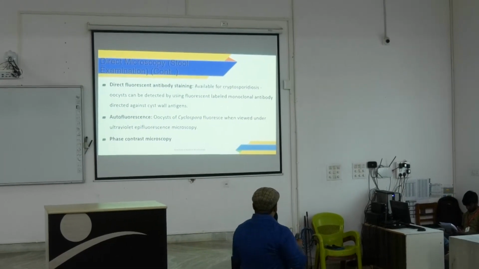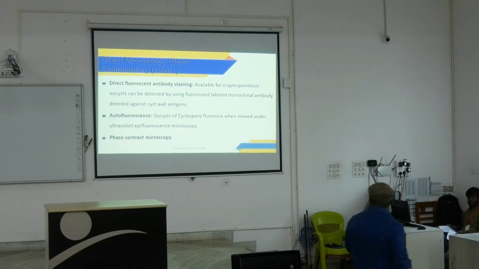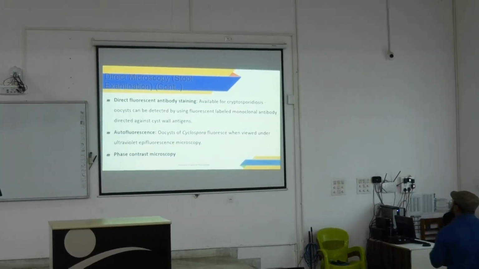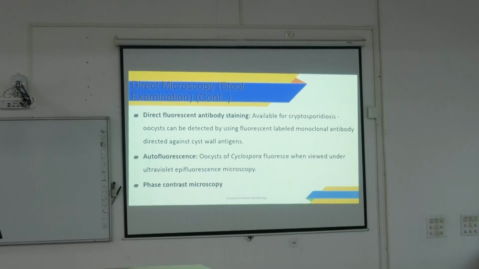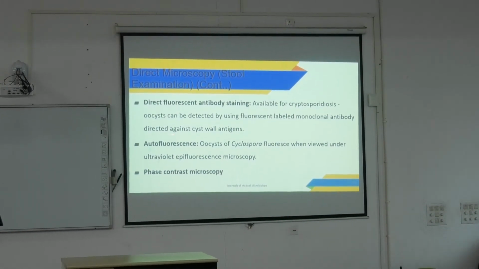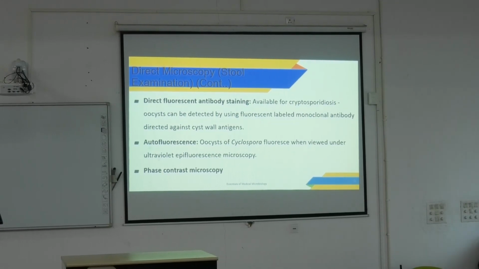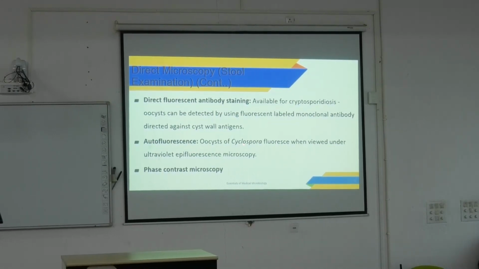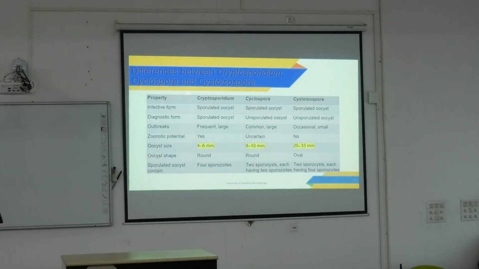Direct fluorescence antibody staining available for cryptosporidiosis. Oocysts can be detected by using fluorescent labeled monoclonal antibody. আমি ডাইরেক্ট monoclonal antibody ট্যাগ দিয়ে কি করব? সিস্ট ওয়ালটাকে, অ্যান্টিজেনটাকে দেখব। Autofluorescence: oocysts of Cyclospora fluoresce when viewed under ultraviolet or epifluorescence microscopy. ওদের একটা ফ্লুরোসেন্স প্রপার্টি থাকে, তো তাই জন্য আমরা ফ্লুরোসেন্স মাইক্রোস্কোপির আন্ডারে দেখতে পাবো.